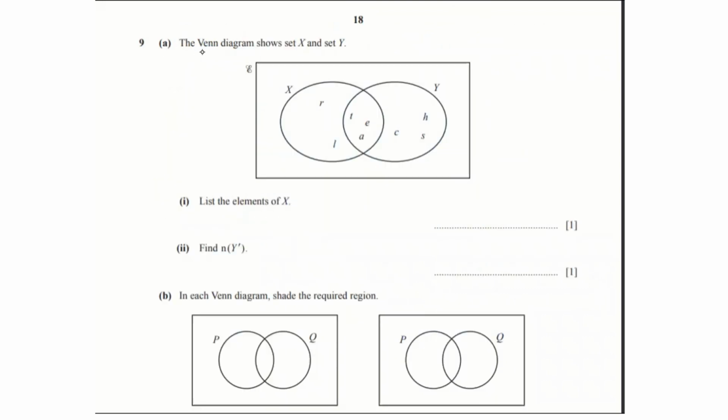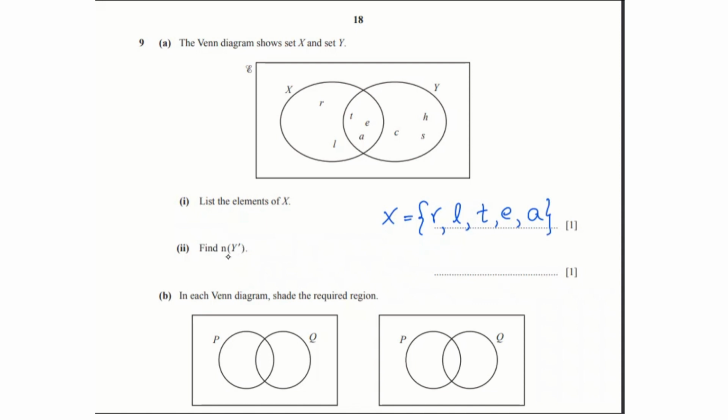Question number 9. The Venn diagram shows set x and set y. List the elements of x. Elements of x are L, T, E and A.